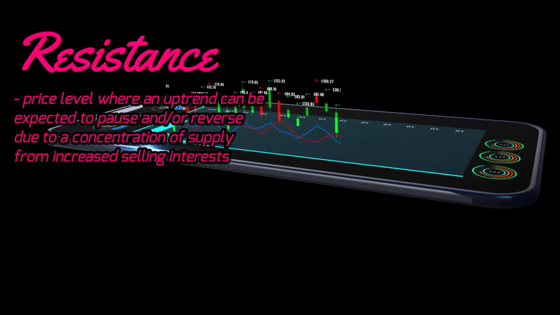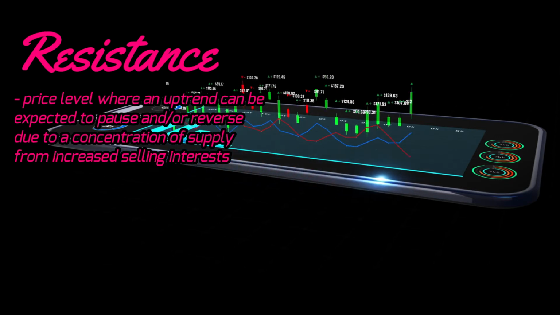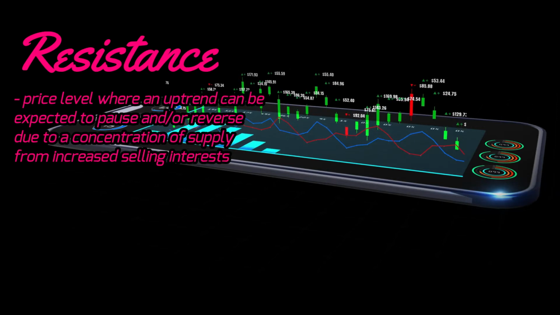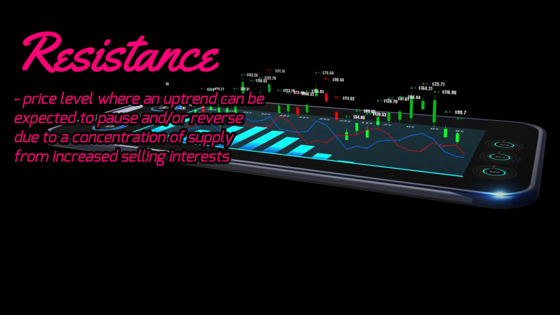Now, just imagine being in an auction. The more the price of an item increases, the less interested buyers become. In the stock market, it's no different. When buyers lose interest, sellers take control and move the price down.